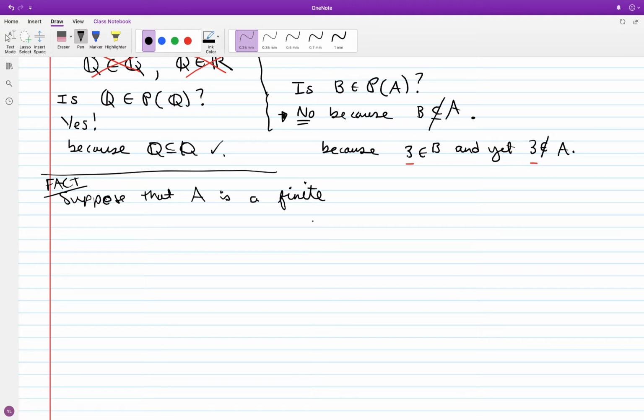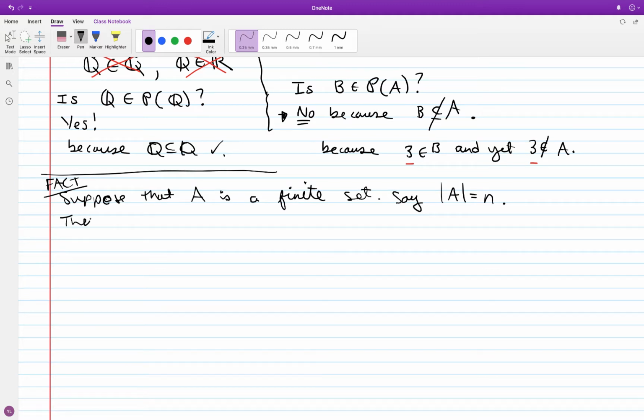We'll talk about cardinalities of infinite sets later, but for right now, I just want to make an observation about the cardinality of the power set of a finite set. So suppose A is a finite set. Say A has n elements. This is how we represent that.